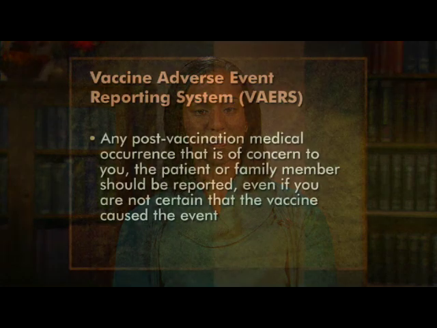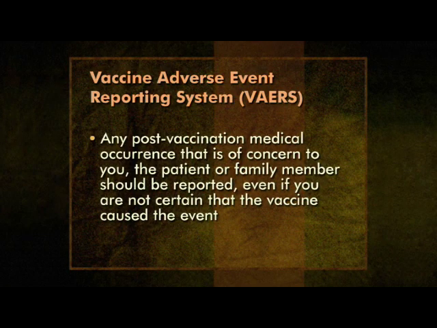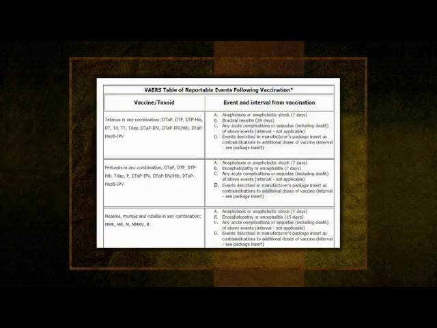By including all health conditions that occur around the time of vaccination, VAERS can look for new or previously unrecognized health events or very rare conditions that people may have not associated with a vaccine. We are often asked what adverse events should be reported to VAERS. Any post-vaccination medical occurrence that is of concern to you, the patient, or family member should be reported, even if you are not certain that the vaccine caused the event.